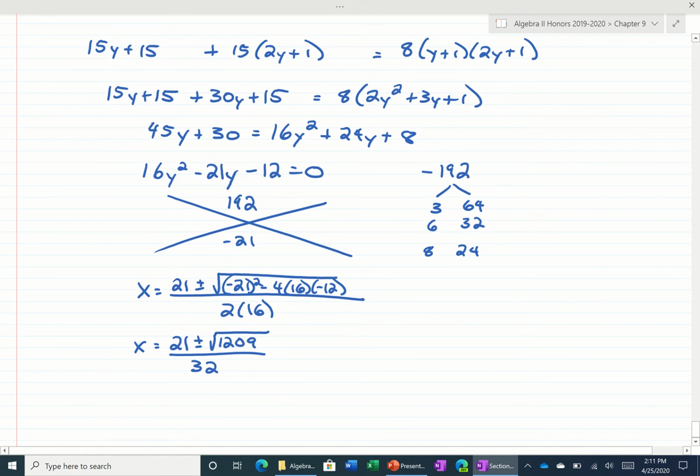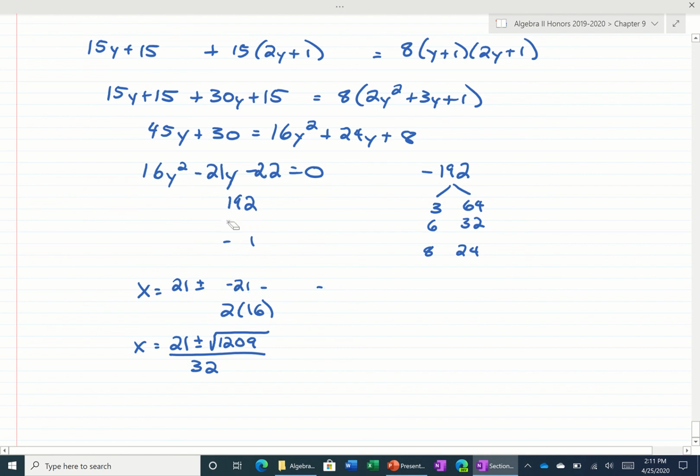Let me just make sure I did this right here. 16y squared, 45 and 30, so that's 16y squared. 24 minus 45 is negative 21. 8 minus 30 is negative 22. Ay, ay, ay. That's what the problem was. Made a mistake over here. That's what happens when I'm rushing through things.